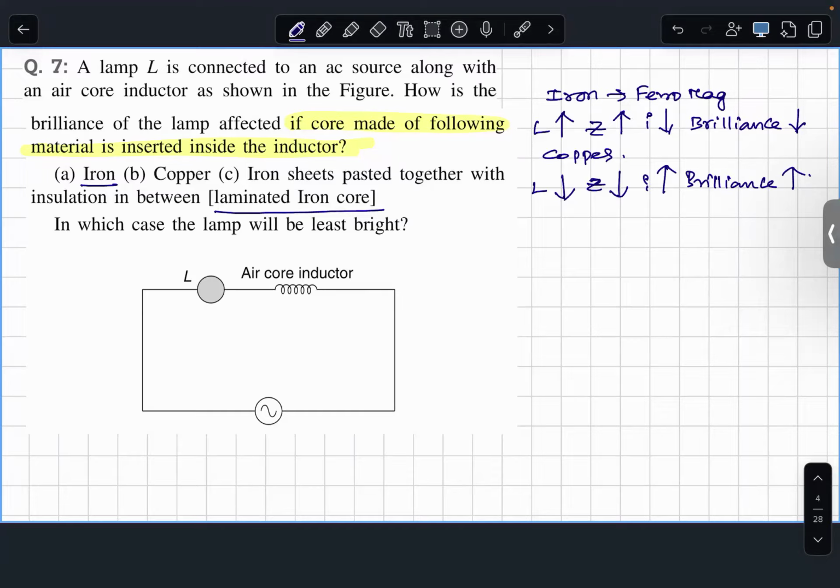Don't say like that. When compared to an iron rod as a whole, it is a little less, but still better than a diamagnet. It is still iron. Still iron. So again, laminated iron core.